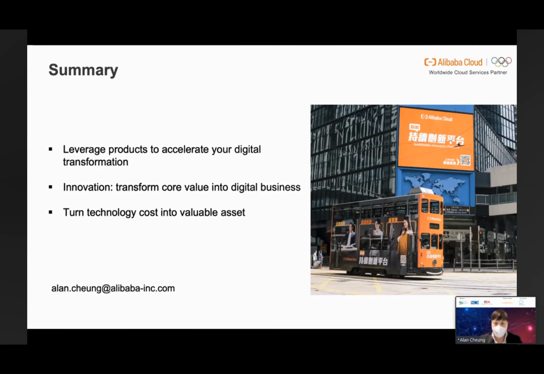What it means is, for example, you store a lot of different data for your business, but if you think of it the other way, the data you are storing can be a very valuable asset for your machine learning. For example, in Alibaba, we store a lot of different user behavior, and then we can make use of it for behavior prediction, so that we can recommend products, things that people are likely to like. So you can think of how your business can turn the technology cost into a valuable asset.